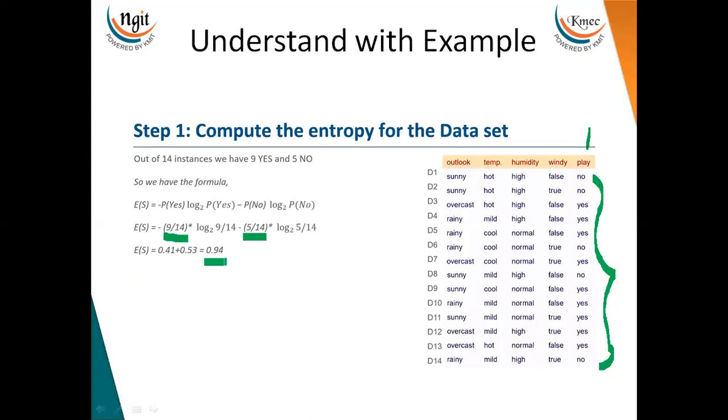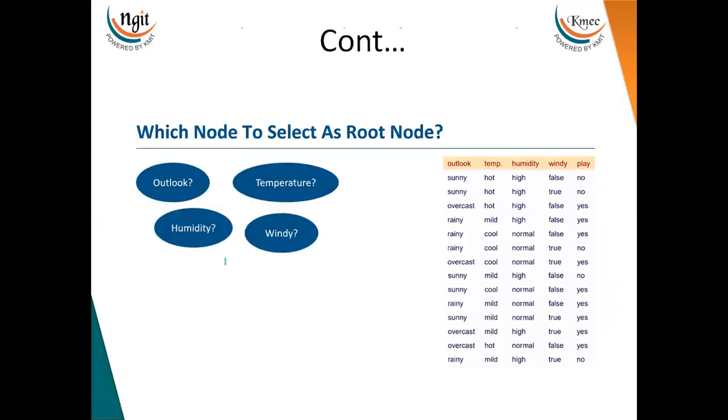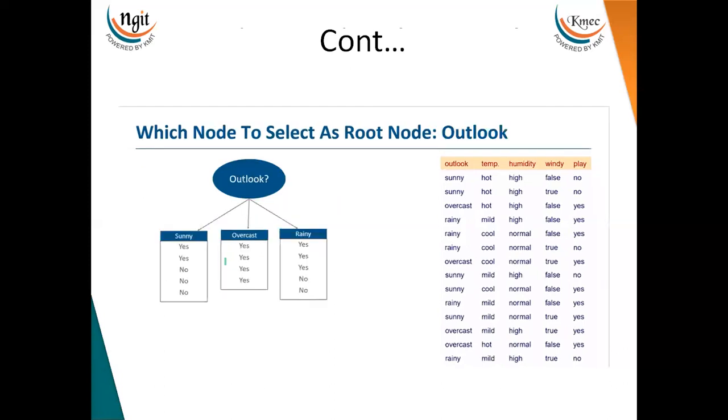Now what should I do, what is my next step? I should calculate the entropy for each feature to find out the weighted average of these features. So out of 4 nodes, which node should I select? Okay, now let us start feature by feature. The first feature is Outlook. What are the possible values for Outlook? Sunny, overcast, and rainy.